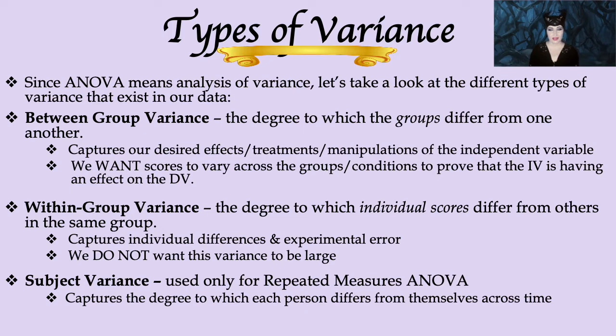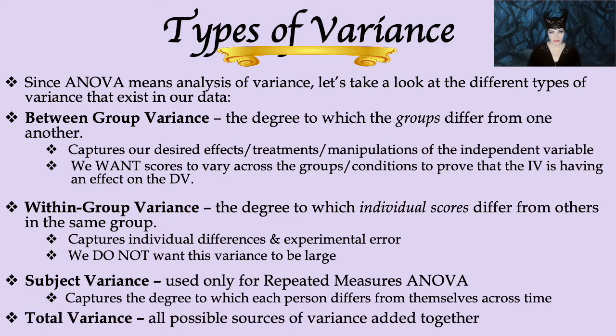The last type of variance we have is the total variance, and total, just as it is in any other mathematical calculation, is the sum of all the other variances. So the total variance represents all the possible sources of variance added together.